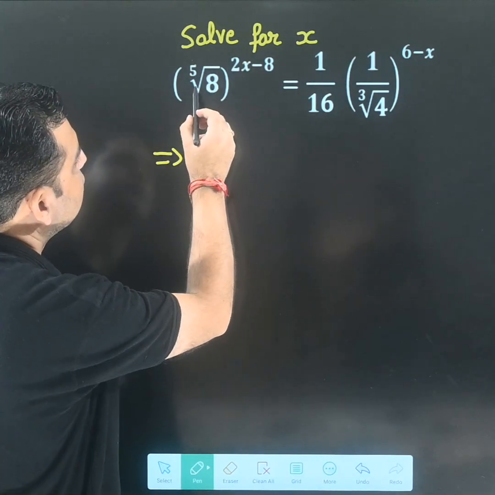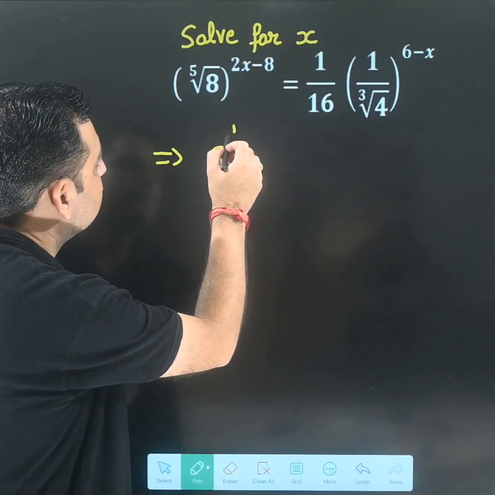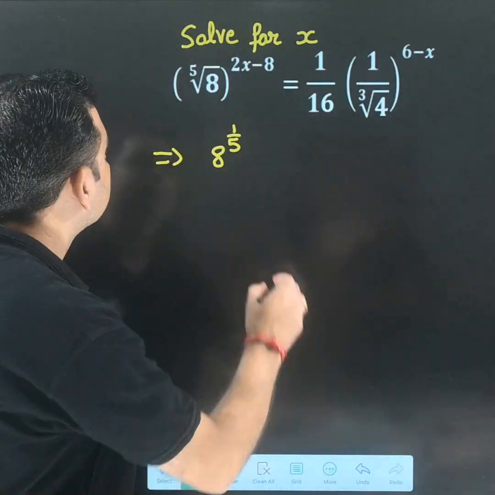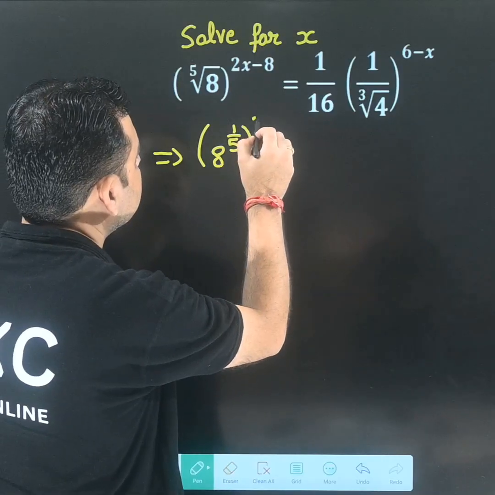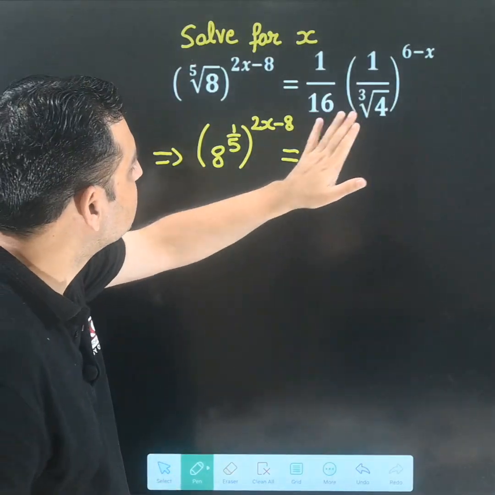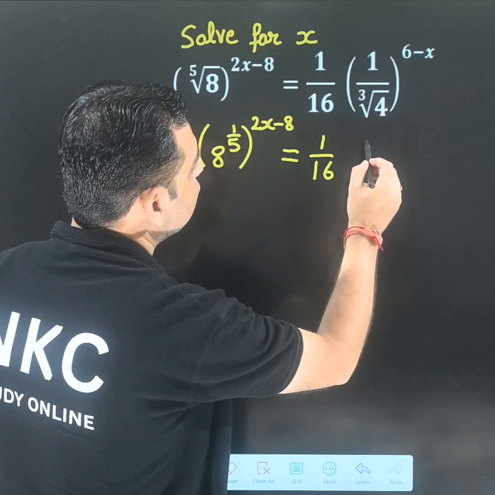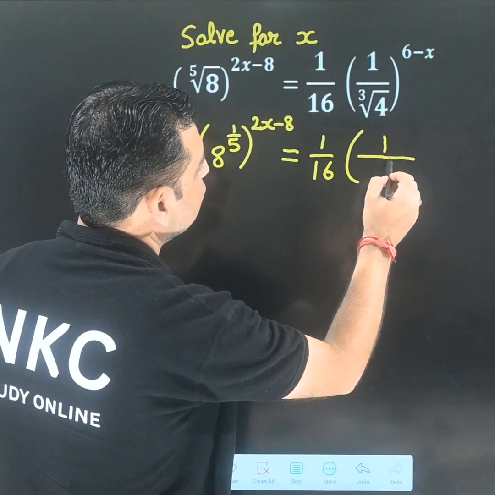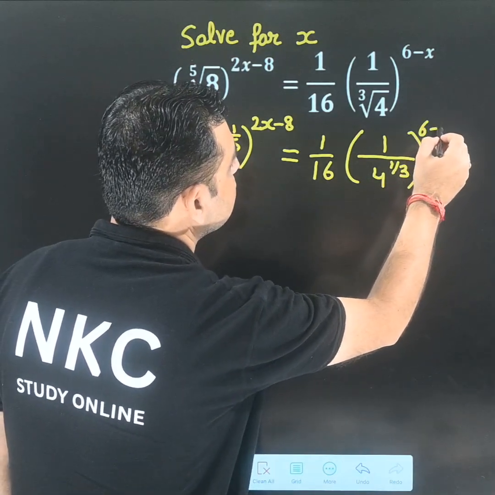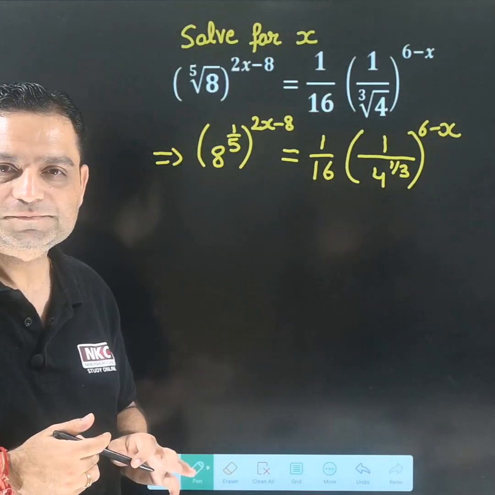Here, first of all we should know that if I remove this fifth root, it will be equal to power 1 over 5. Fifth root and power 1 over 5 both are same. And let me keep this exponent 2x minus 8 as it is. This is the first thing I am doing. And in a similar way I am going to perform the same step here. I am having cube root of 4, and cube root of 4 I can write as power 1 over 3. If we do everything step by step, we will find it easy. I hope the first step is clear.